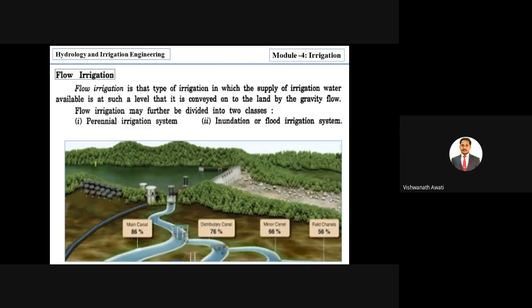Next we'll go for flow irrigation. What do we mean by flow irrigation and why is it named flow irrigation, right? Flow irrigation is that type of irrigation in which the supply of irrigation water available is at a level that it is conveyed onto the land by gravity flow. In general, flow irrigation means the water at the source is available at the same level as the irrigation land, so the water can easily flow to the irrigation land by gravity flow. There is no use of an external source to supply the water.